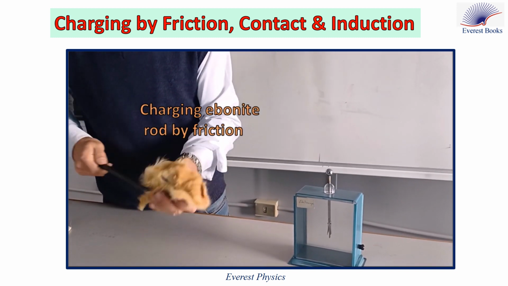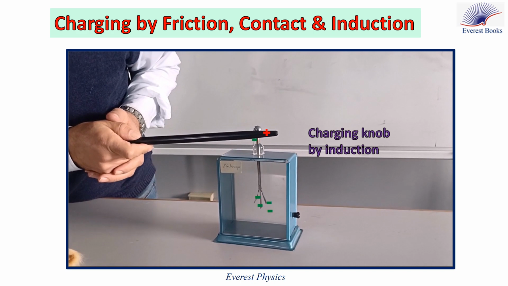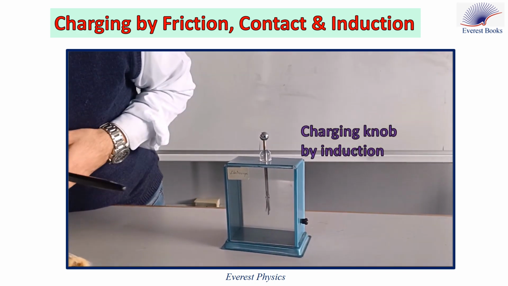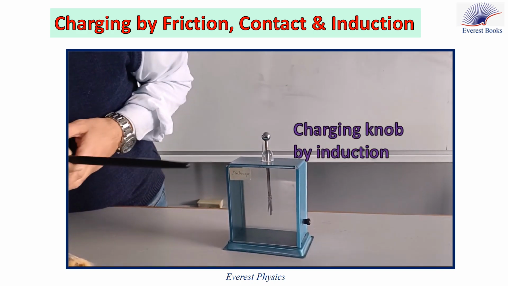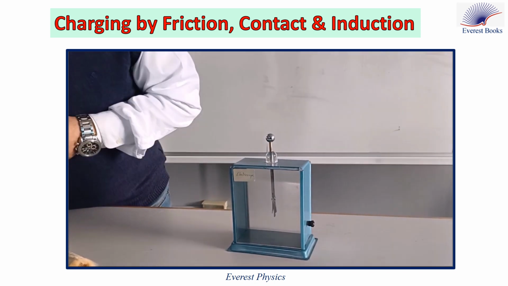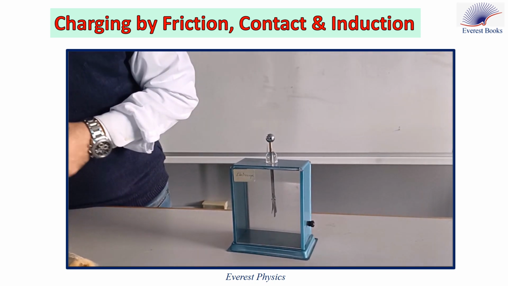The ebonite rod is negatively charged now by friction. When it is brought close to the knob of the electroscope, the leaves are diverging. The leaves converge when the rod is brought away from the electroscope.